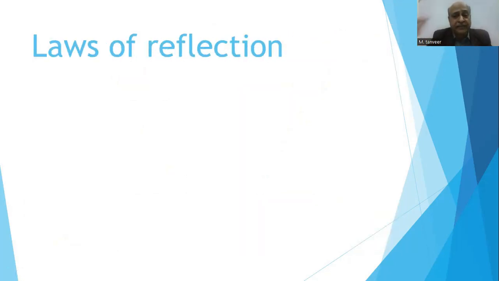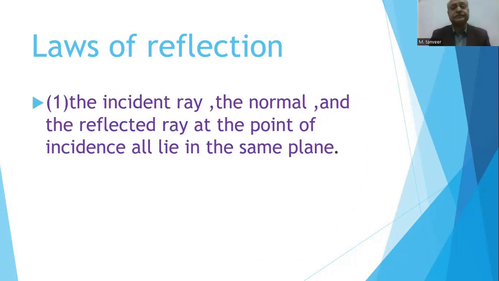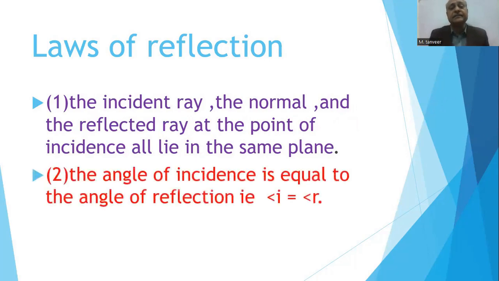So when a ray of light falls on a surface, it obeys certain laws. Without these laws, rays of light will not bounce back. There are two laws of reflection. The first law is: incident ray, normal and reflected ray at the point of incidence lie in the same plane. All these rays of light will fall on the same plane. And the second law is: angle of incidence will be equal to angle of reflection.